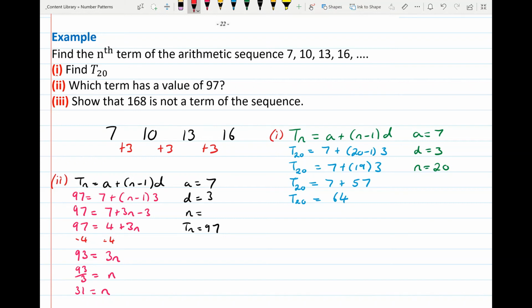Part 3 of the question then asks us to show that 168 is not a term of the sequence. Exact same, write out your formula and the information you know. Again, we don't know the term number, but we do know the term value is supposed to be 168. And fill that in.